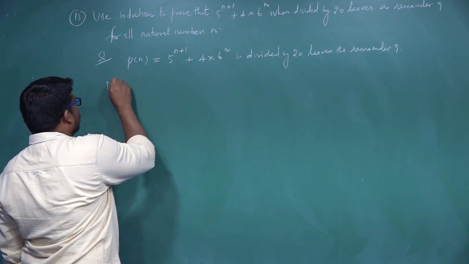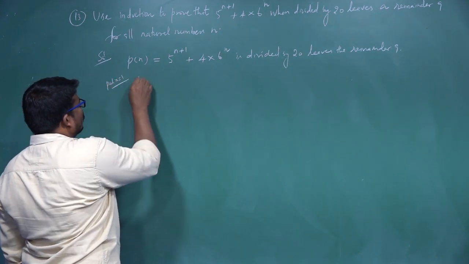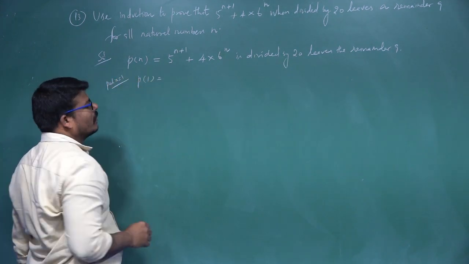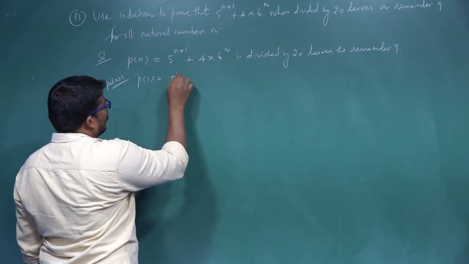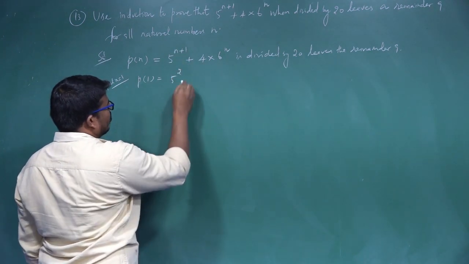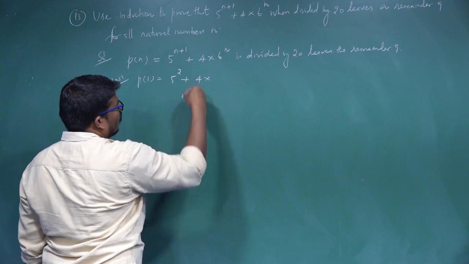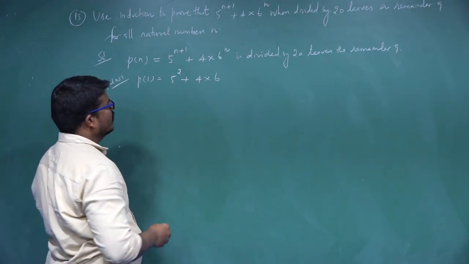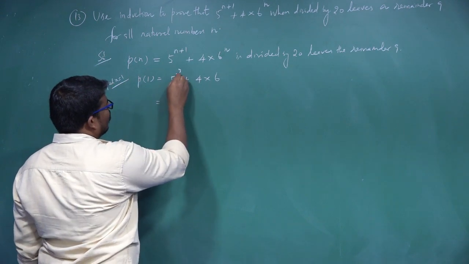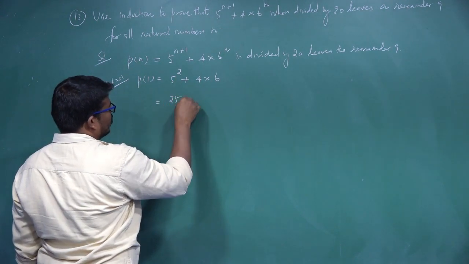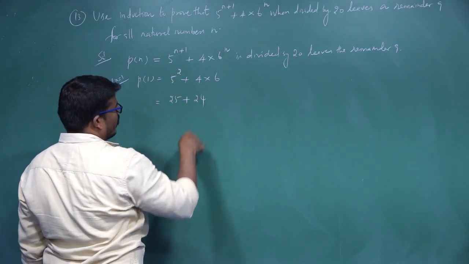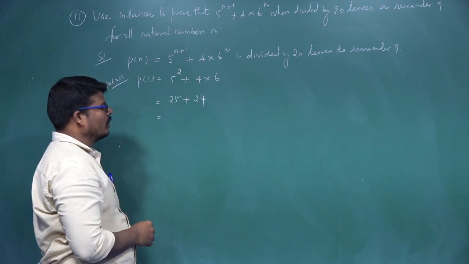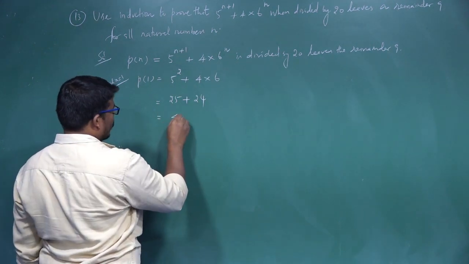Write in the statement. Put the value n equal to 1. Substitute the value: P of 1 equals 5 power 1 plus 1, which is 5 squared, plus 4 into 6 power 1, which is 6. That is equal to 5 squared is 25, plus 6 fours are 24. 24 plus 25 is 49.